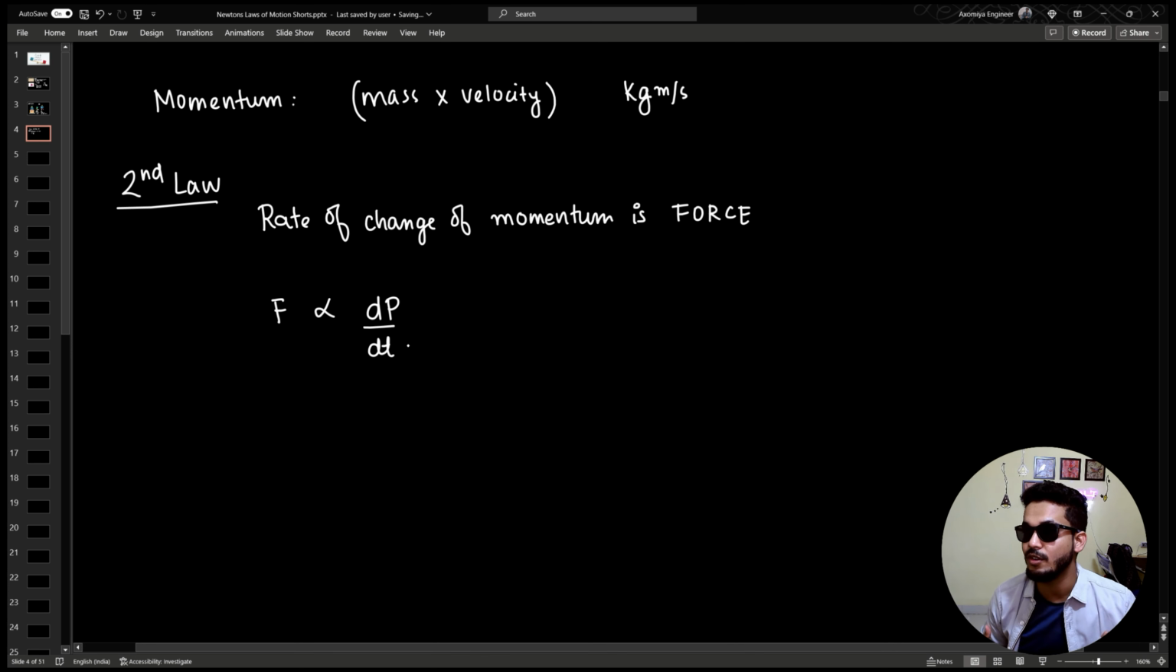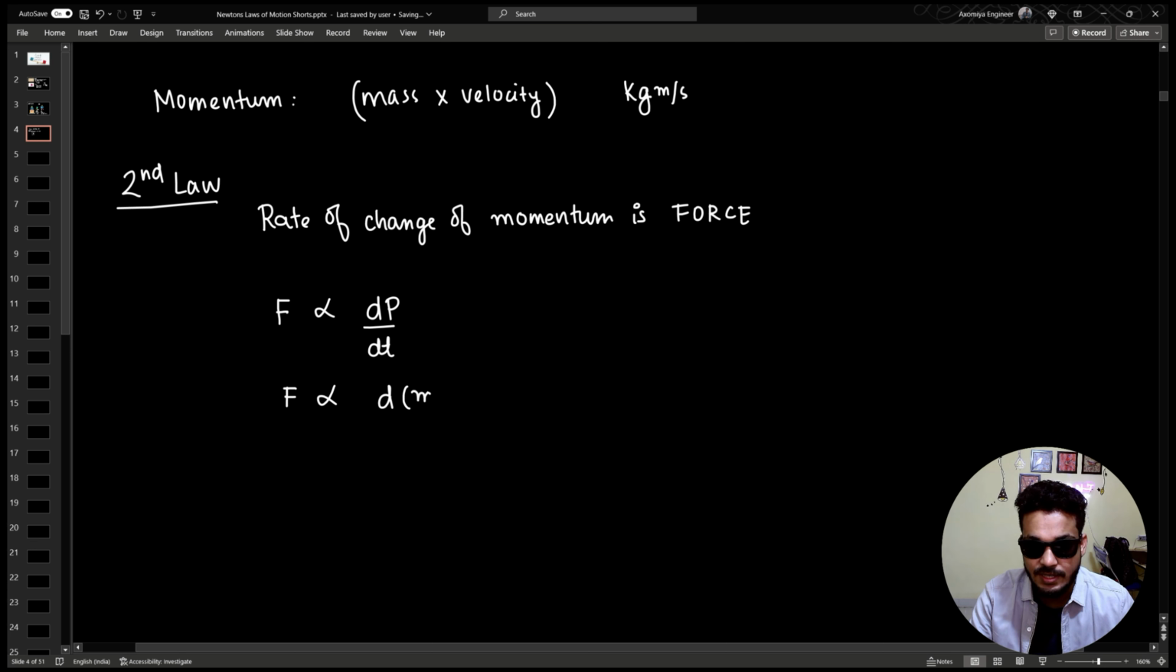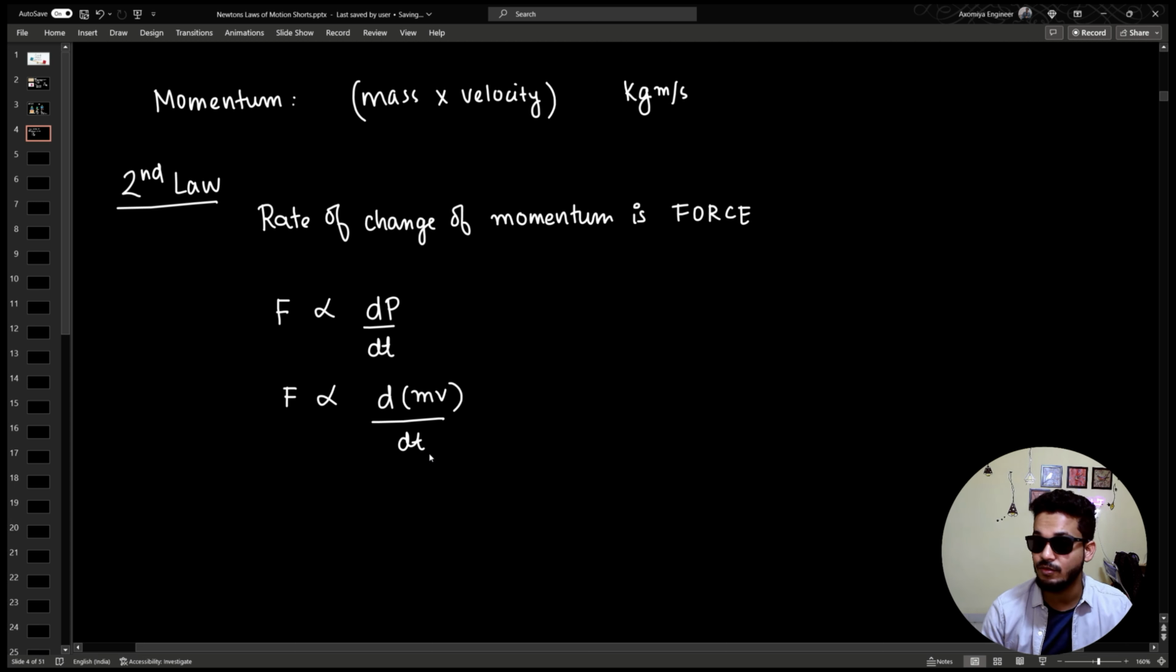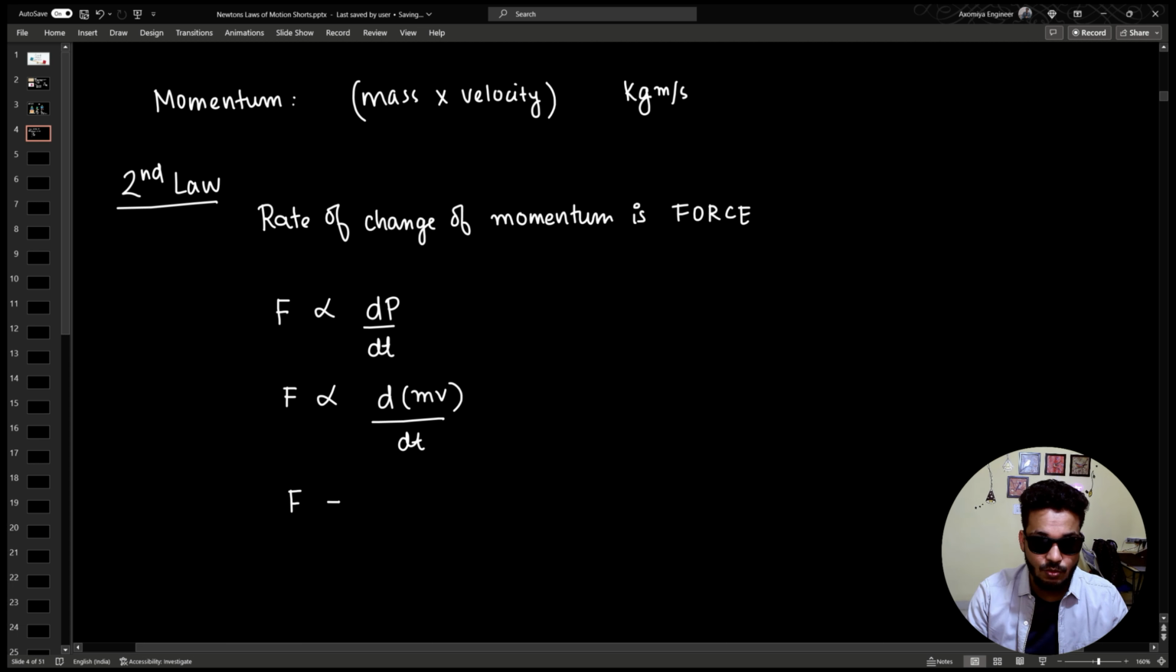Now I'm involving differential calculus here. I hope you know this already. If you don't, then go back to my lectures on calculus. You need the calculus to be able to understand this one. Newton said force is directly proportional to the rate of change of momentum. Momentum is mass into velocity, so force is directly proportional to the derivative of mass into velocity with respect to time, but this proportionality constant is equal to 1.